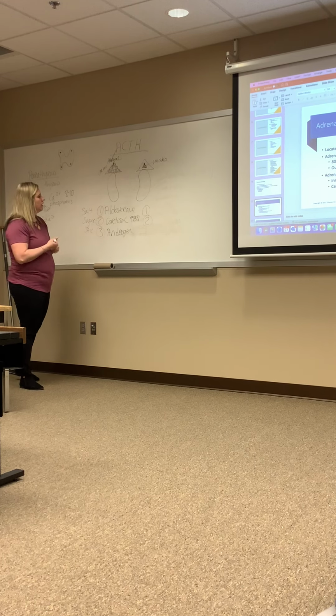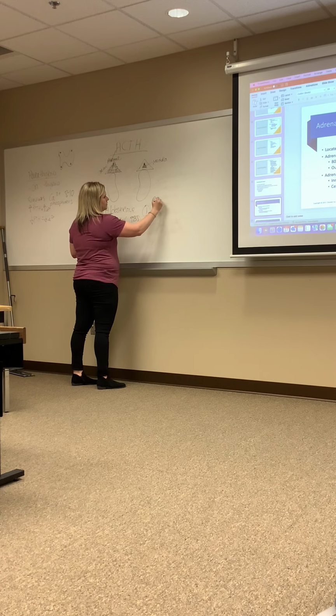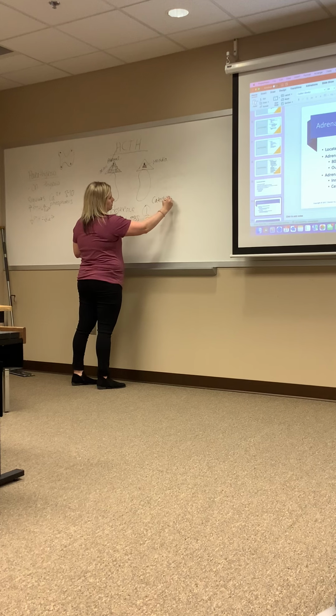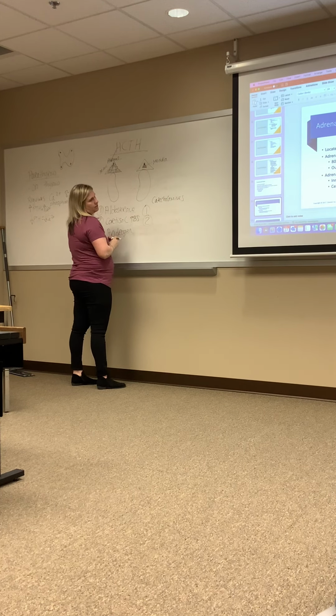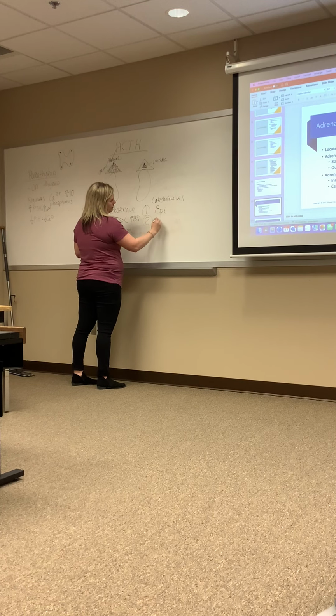And then the medulla, what is secreted in there? They're considered catecholamines. They help your blood pressure increase. Remember? Starts with E, epinephrine, and norepinephrine.